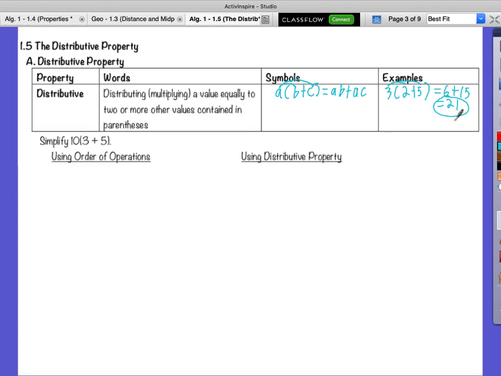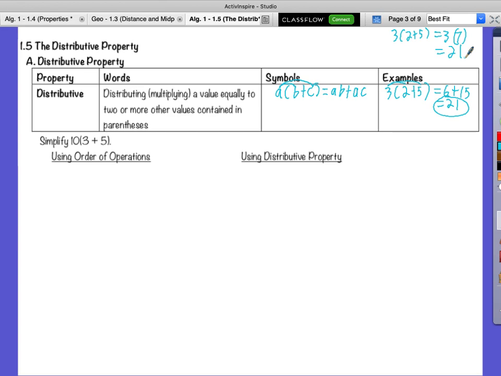If we went through the other way, and we did 3 times (2 plus 5) using normal order of operations like we did in section 1.2, we would do the addition first, inside the parentheses. What is 2 plus 5? 7, so we'd have 3 times 7. What is 3 times 7? 21. Is it the same thing? Yes. That's why the distributive property works. It's because it ends up being the same thing.